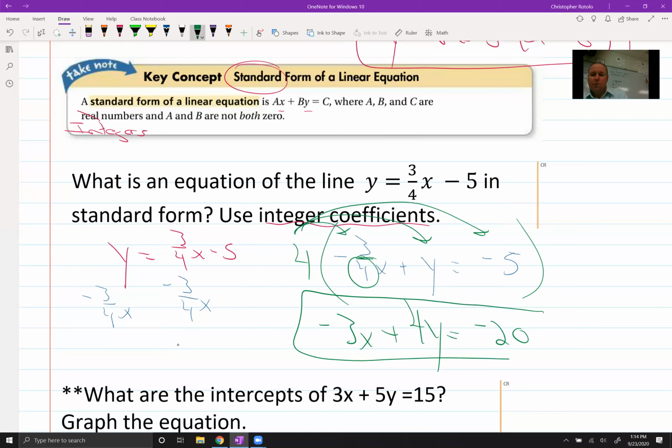For Algebra 2, we're in good shape. All I needed was integers. So a is negative 3, b is 4, and c is negative 20. So if I can make this list, then I know that I must have it in standard form.